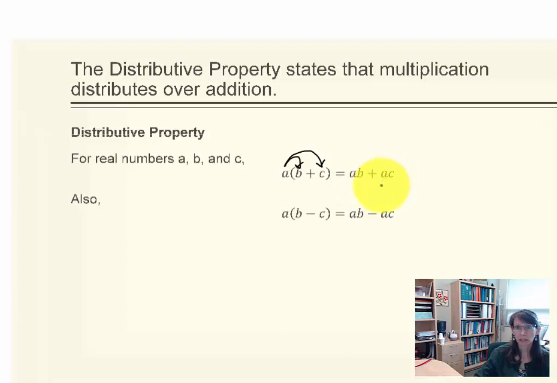Now we can go through these same steps using subtraction. A is going to be distributed to the quantity B minus C. So we would first multiply A times B, and that's where positive AB comes from. And then A is distributed to negative C. A times negative C makes minus AC. And this is how we're going to use the distributive property to help us simplify terms.